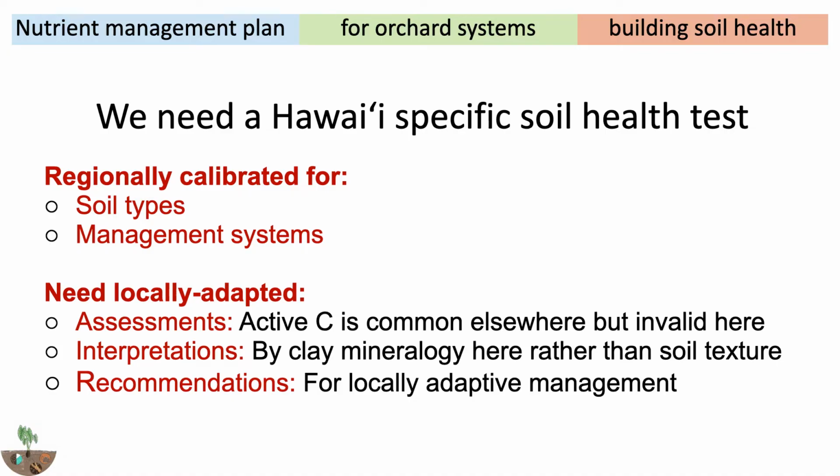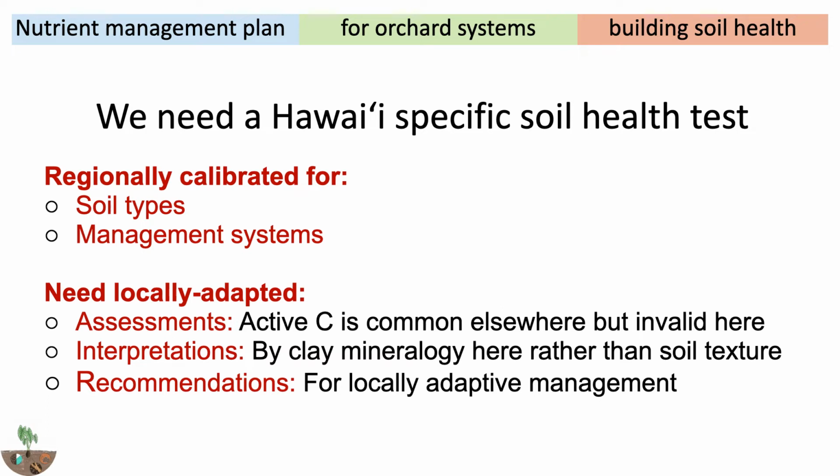And then also it needs to be locally adapted. What I mean by that is the assessments. We need measurements that work here. A common example is Active C, which is common on the mainland. It uses permanganate, which has manganese. Some of our soils have manganese oxides, so it doesn't work, and we can't use that test. We have to use something else instead.